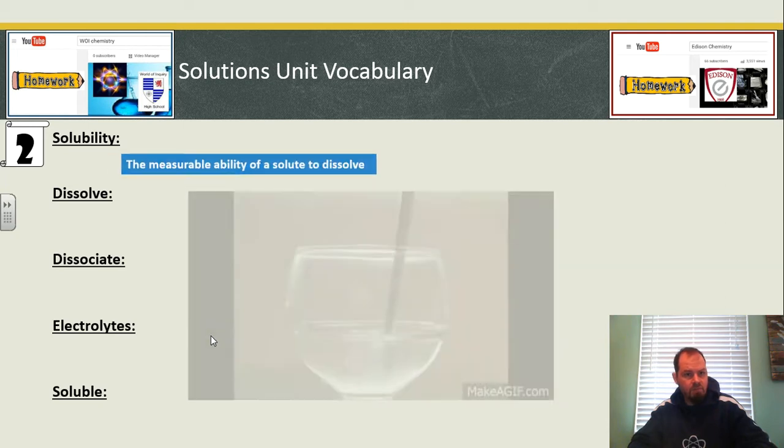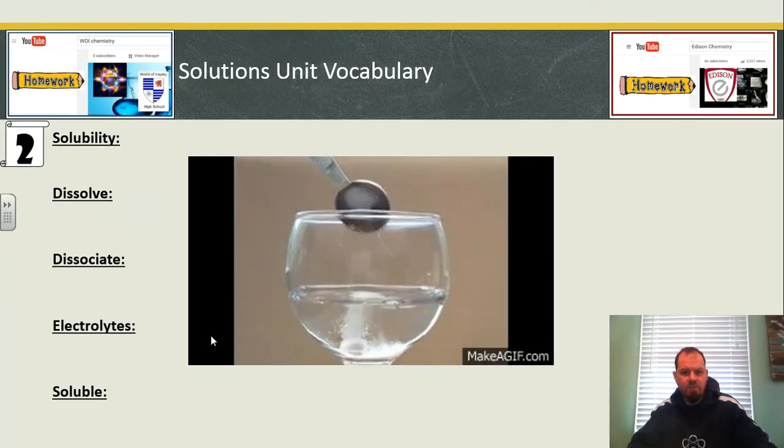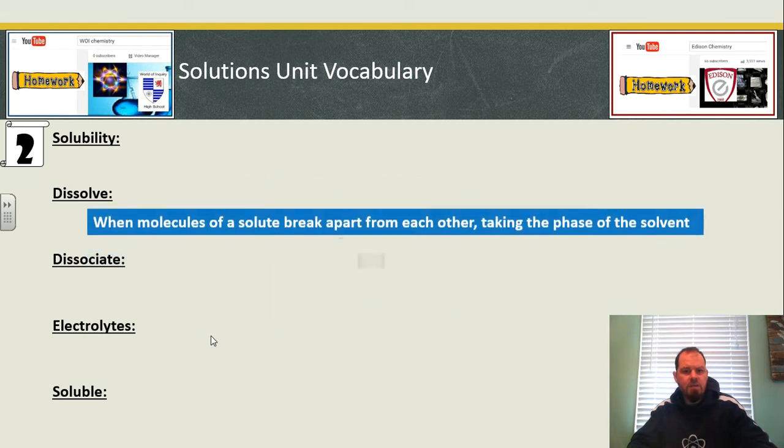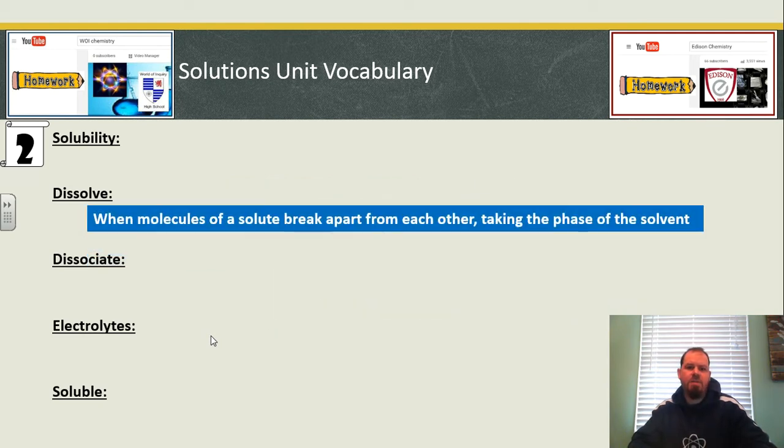Then that leads us to dissolve. We have experience with dissolve because sugar dissolves in water, and I stir it up and there it goes. So when a molecule of a solute breaks apart from each other, the molecules break apart, taking the phase of the solvent. That's key. So solid sugar is molecules of sugar physically bonded next to other molecules of sugar, and when they dissolve, they break apart from each other. And then all of a sudden, that solid sugar is now in the liquid phase. It's not liquid sugar, it's dissolved into the solvent, and each molecule is surrounded by water. Each molecule of sugar. Okay.